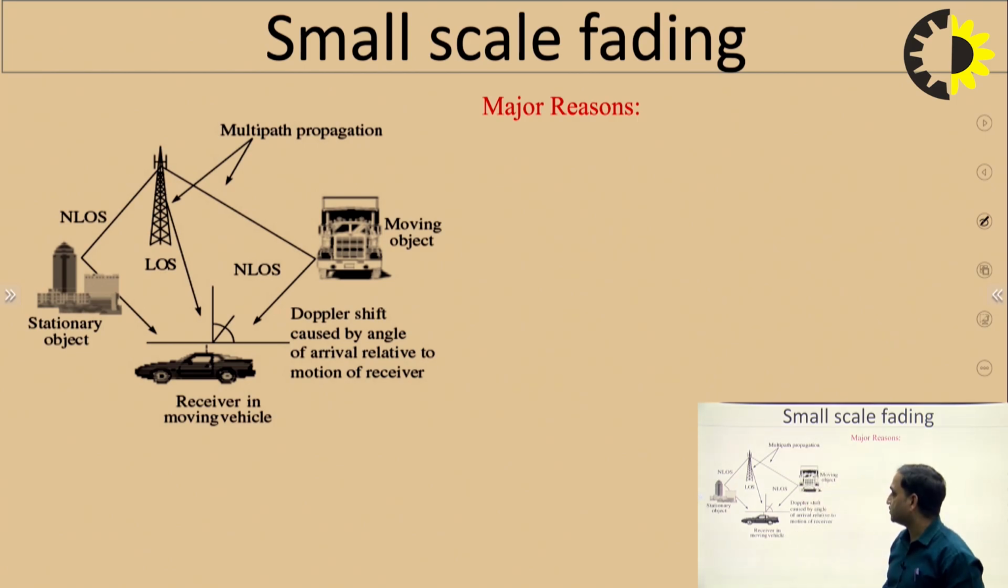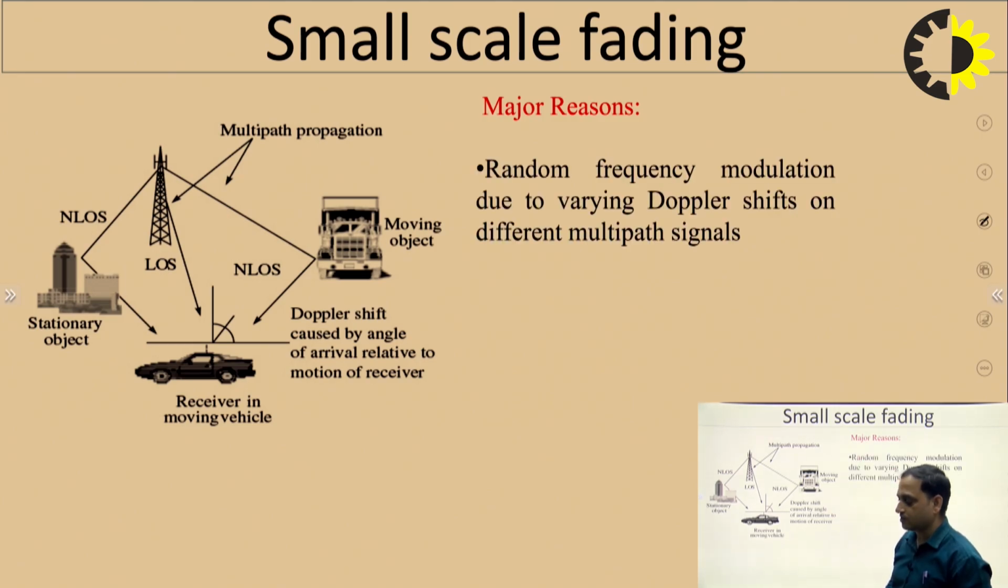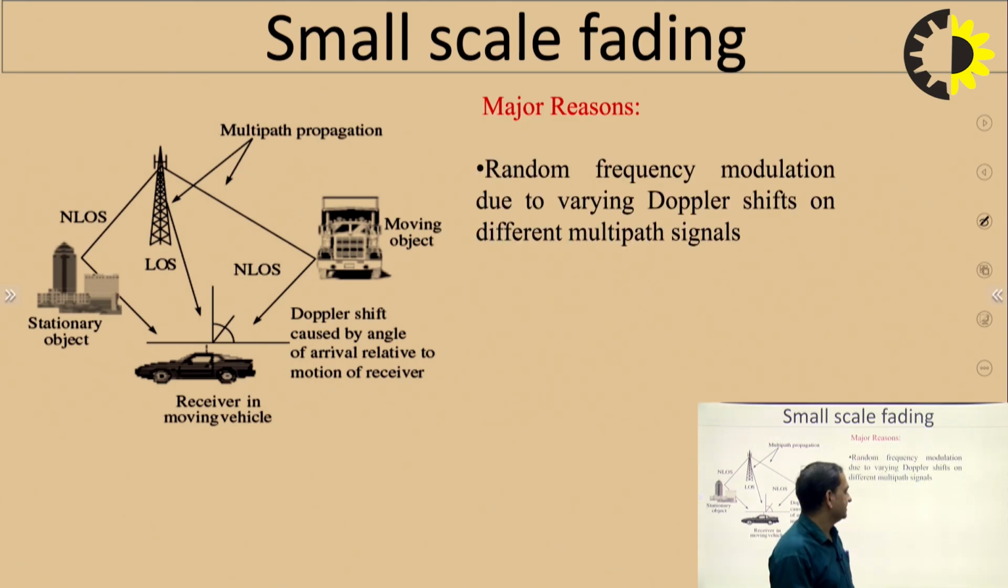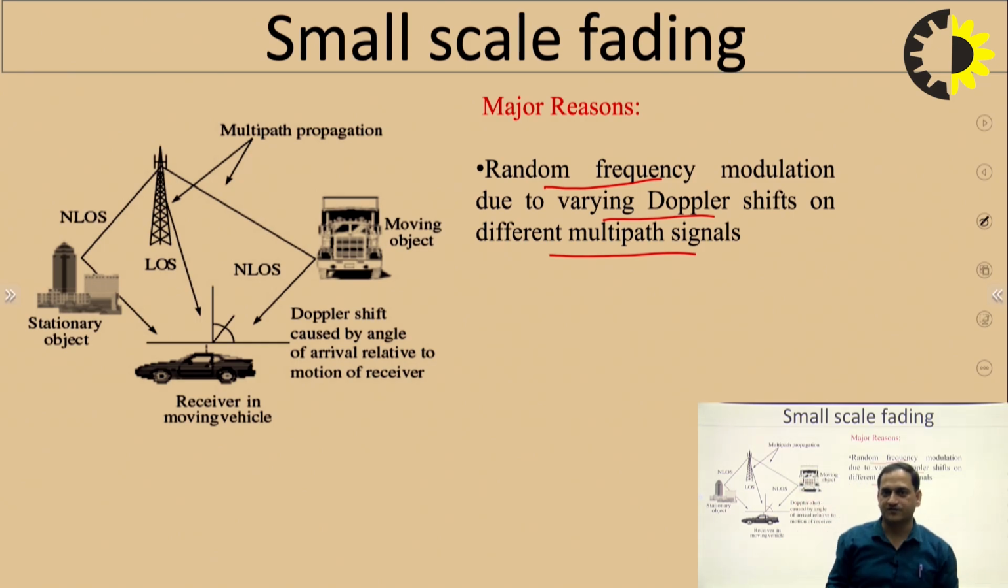In the case of small scale fading, as we have mentioned, the effects are due to random frequency modulation due to varying Doppler shifts on the different multipath signals. These Doppler shifts occur because of the relative motion of the receiver as compared to the transmitter. So in that way, we can see we have the base station.